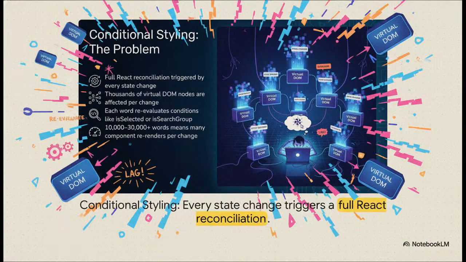Now, here's where it gets really interesting. We were using a completely standard, by-the-book React pattern, conditional styling. But here's the kicker. On every single mouse movement event, while the user was dragging, we were updating state. And that one little state change was triggering a full reconciliation across, and I'm not kidding, tens of thousands of individual word components. Every single word had to be reevaluated, which created this huge, expensive cascade of work.